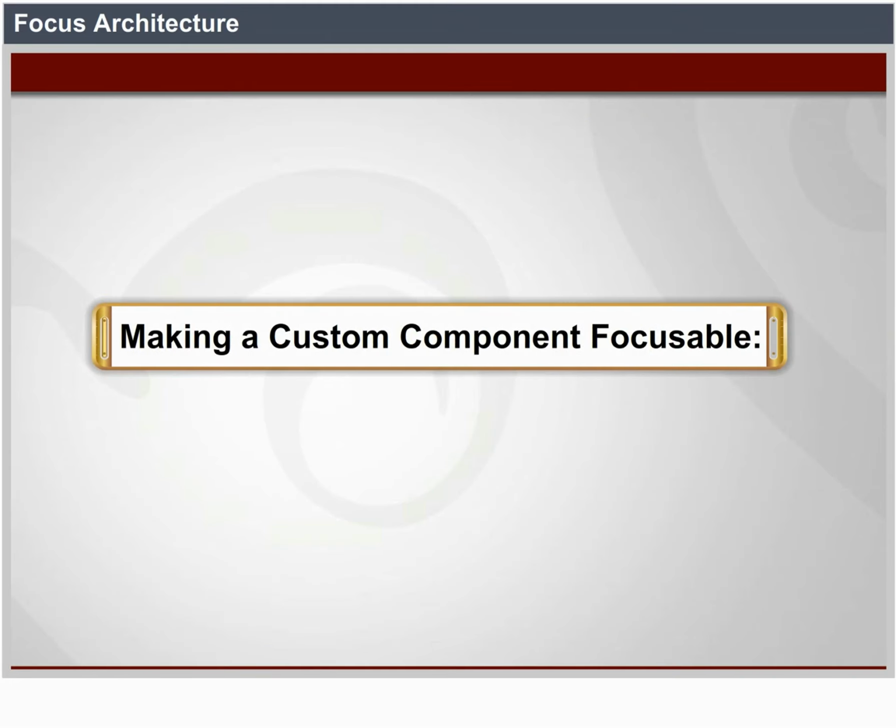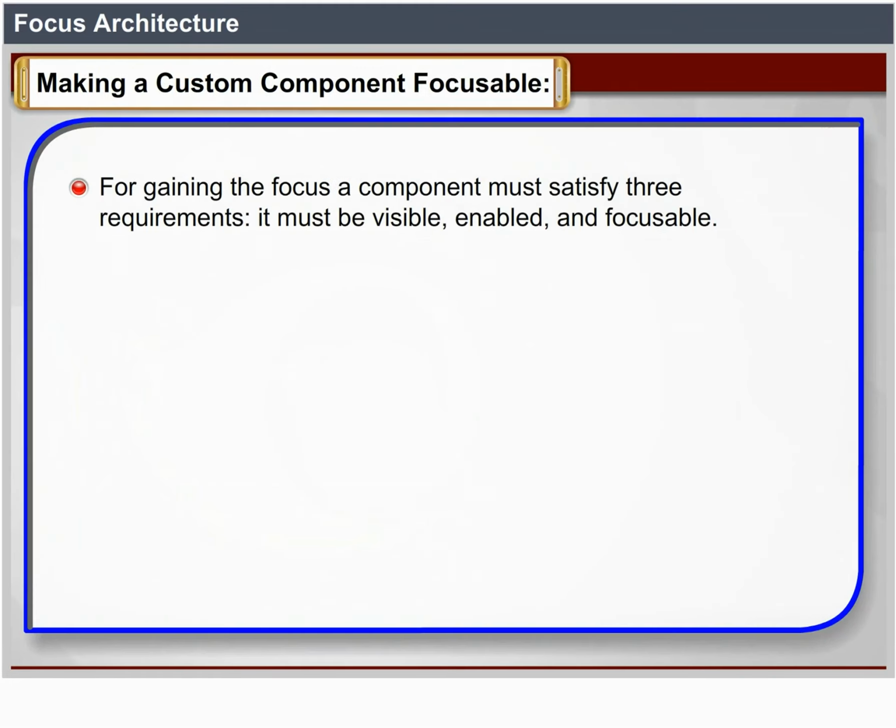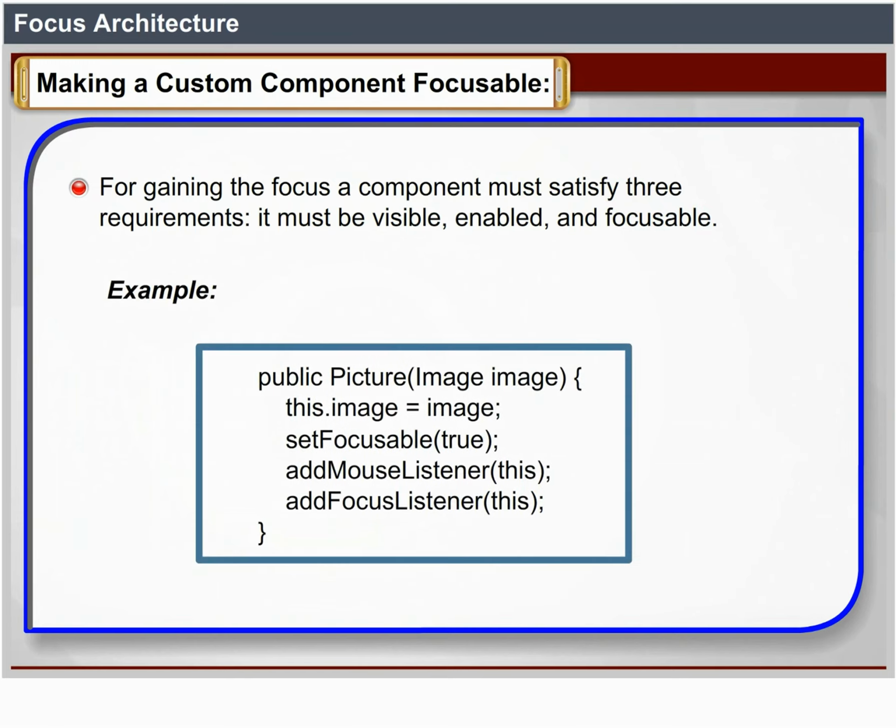Making a custom component focusable. For gaining the focus, a component must satisfy 3 requirements. It must be visible, enabled, and focusable. Example: public Picture of Image open bracket, this.image equal to image. setFocusable of true. addMouseListener of this, addFocusListener of this, bracket closed.